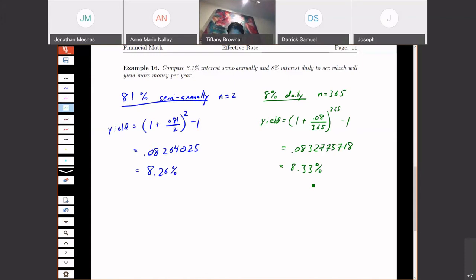Okay, so in this case, we see, well, even though 8% is a smaller interest rate, because it's compounded so much more often, I actually end up with a better deal than the higher interest rate that's only compounded twice a year. Okay.